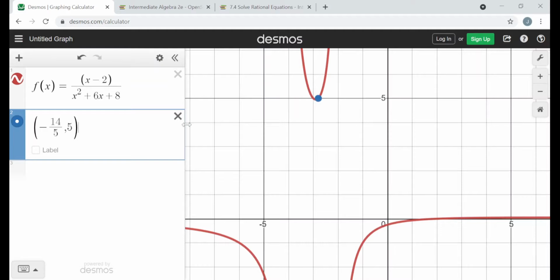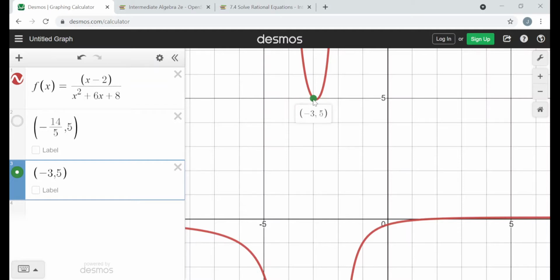And look at that. You see how that blue dot showed up on the graph? Right? -2.8, which is -14/5, comma 5, and that is on this red graph. It's clearly on it. And then the other point we said would be on it was -3, 5, right? When the input was -3. Now let me erase the other point, and you can very clearly see this green point show up, -3, 5 here. That is on the red graph. It's on the graph of this function.